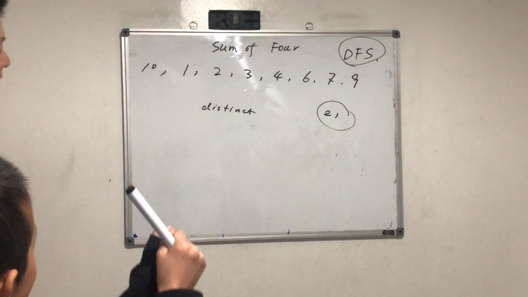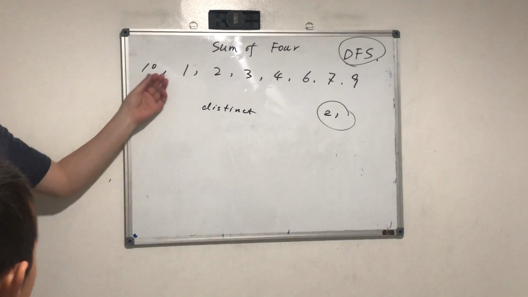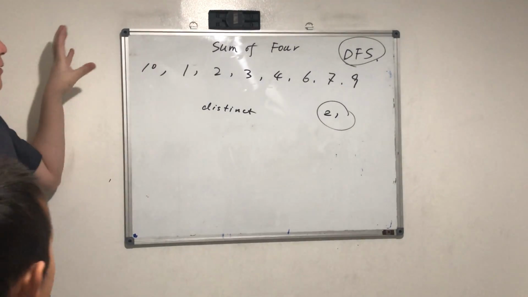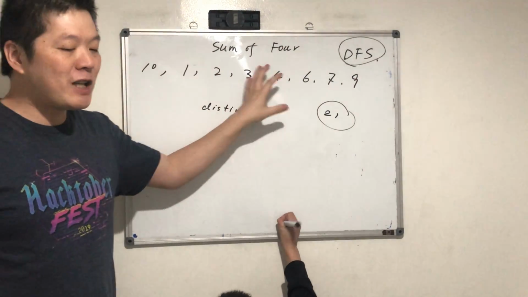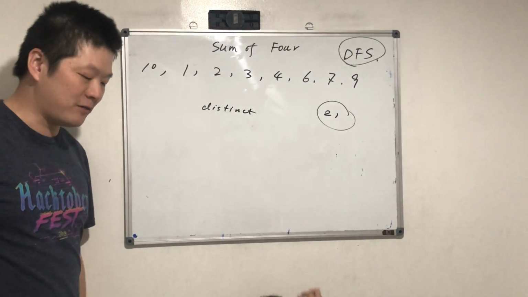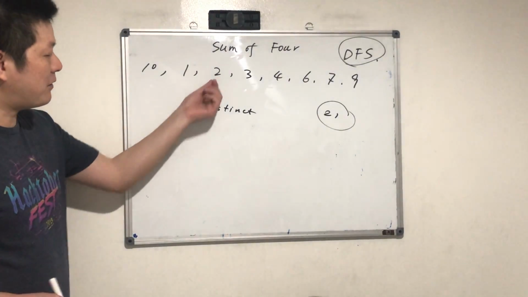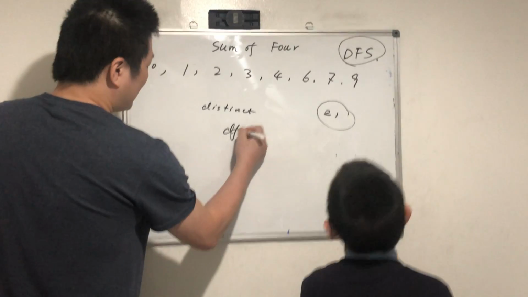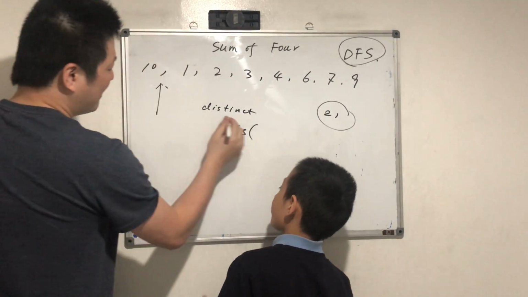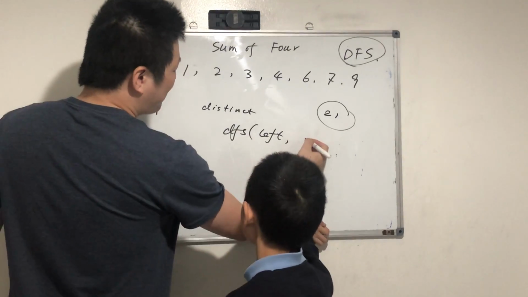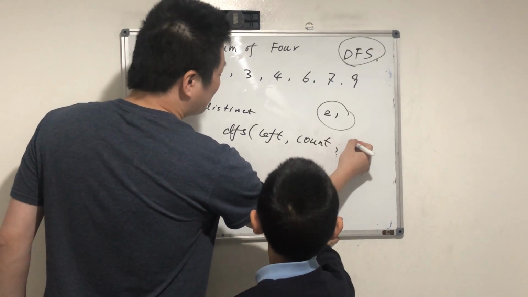Okay. So how can we use the depth first search? I give you a hint: we can search from the beginning to the right. For each number, how many choices do we have? If I have a depth first search function, it takes which number we have picked so far, the left index, and then a count, how many numbers we have picked so far, and then the remaining sum.